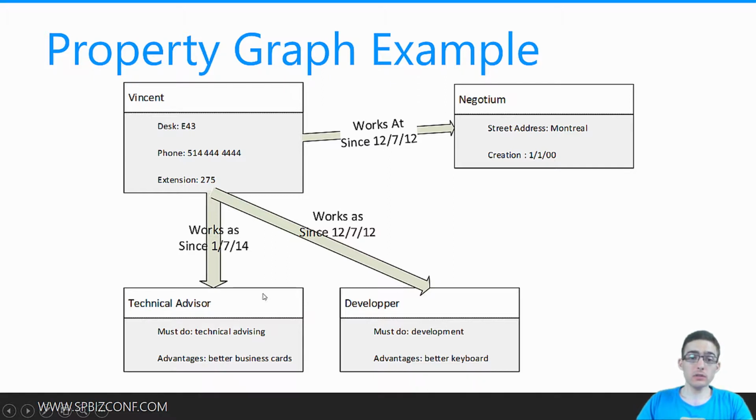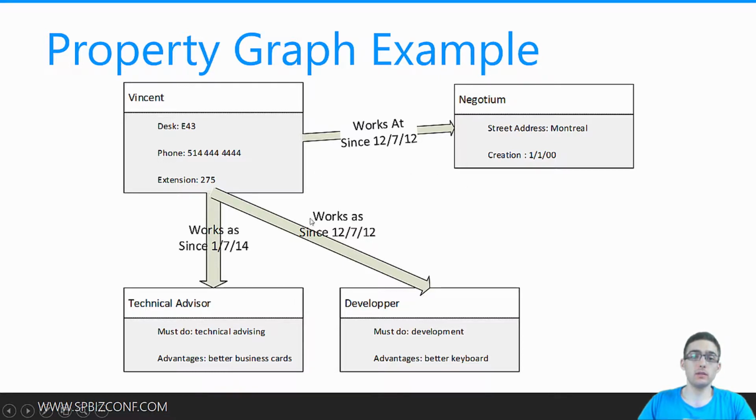We have another kind of object, which is, I don't know, the role we have in the company. We have one first role, which is the technical advisor, and a technical advisor must do technical advising. The advantage of being a technical advisor is you have a better business card than the other guys in the company. You have another role, which is a developer. What they must do is development, of course, and the advantage of being a developer is that they have a better keyboard than the other guys in the company.